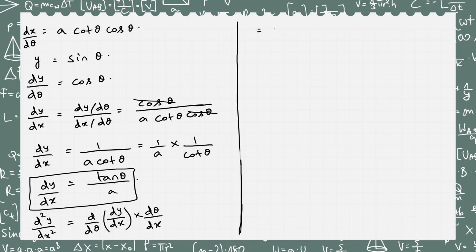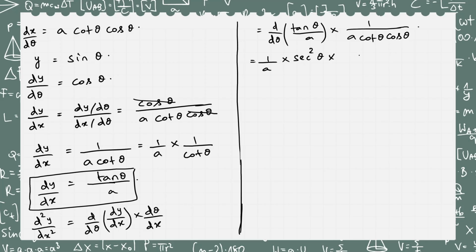So d by d theta of dy by dx will be d by d theta of tan theta by a into d theta by dx, which means we have to reciprocate our dx by d theta and write it here. That will be 1 by a cot theta cos theta. And continuing further, 1 by a is a constant, and d by d theta of tan theta will be secant square theta into 1 by a cot theta into cos theta.